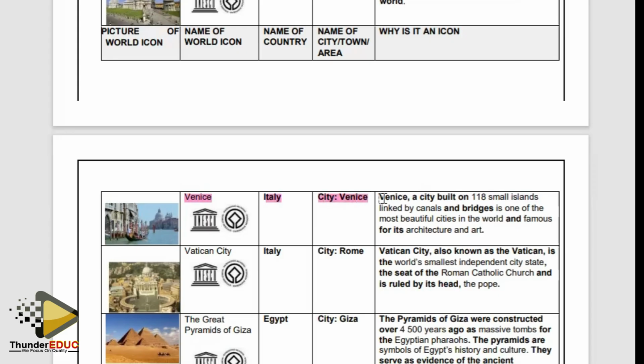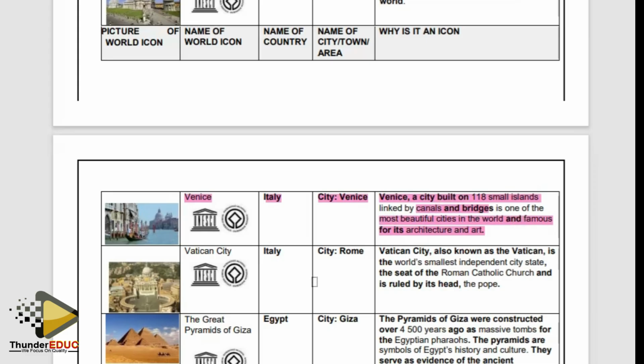So Venice, that is a city built on 118 islands linked by canals and bridges. So that is unique. It is a city built on 118 small islands. Those islands are not linked by roads, but rather they are linked by canals and bridges. And it is one of the most beautiful cities in the world, famous for its architecture and also for its art. So in terms of importance, it is of architectural value, historical value, then aesthetic value.